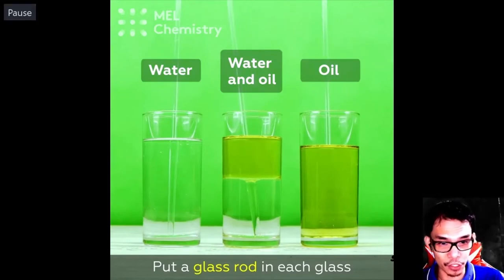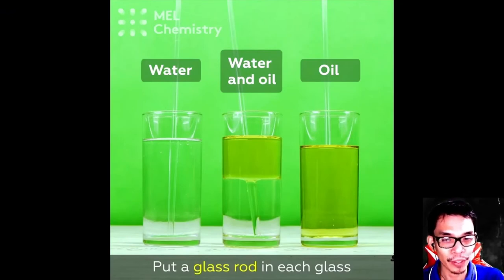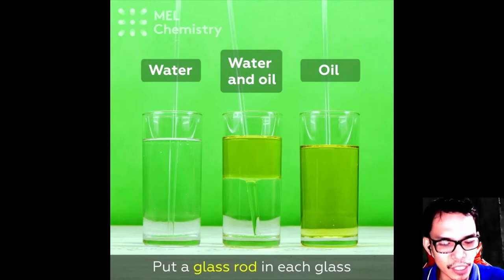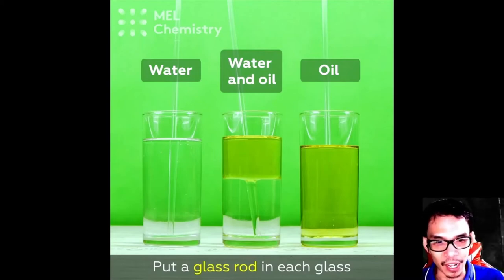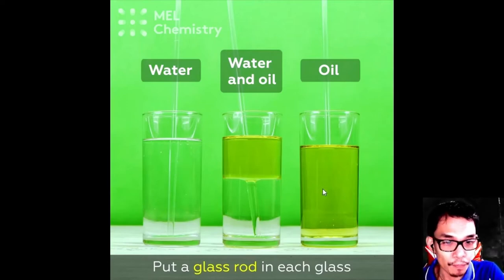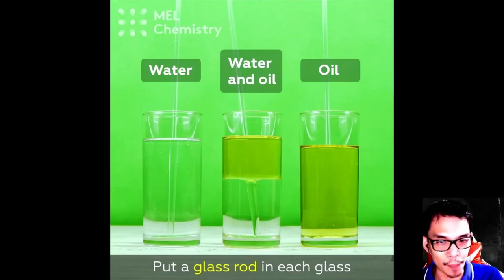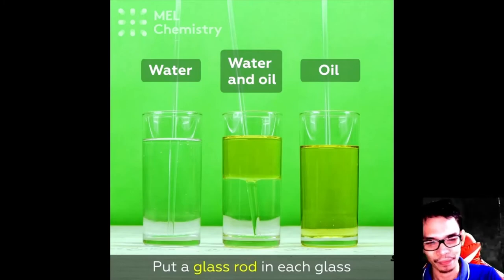You can pause the video if you want to. So what do you think is the reason why the glass rod disappeared once it is submerged in oil? As you can see here, when you submerge a glass rod in the water, it looks enlarged, distorted. While when you put the glass rod in the oil, it becomes invisible. So how does it happen? What do you think? What is your guess? What is your hypothesis on that? So, this is the answer.